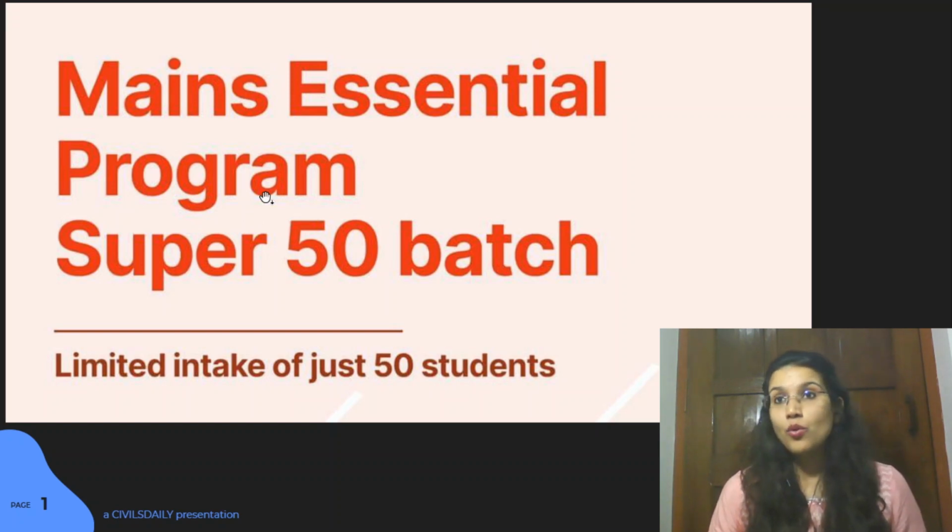This particular program is actually starting from tomorrow. We have the first test with respect to this program scheduled for Sunday, and the topic for that test is polity and governance. So if you are planning to enroll for this particular program before the first test starts, you can enroll now. I think this is a good time.